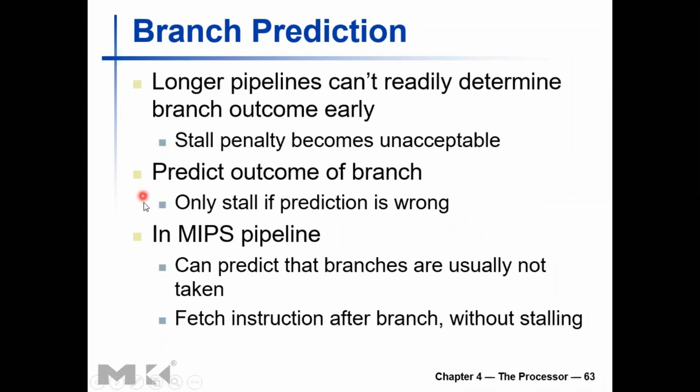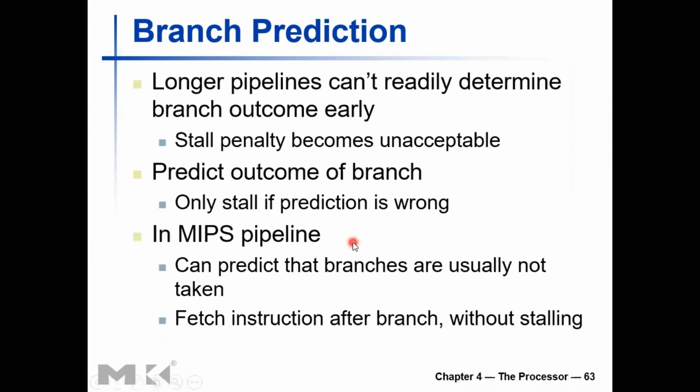One way out of it is to predict the outcome of the branch. You make a prediction, or a guess rather, whether the branch will be taken or not, and go with one case. If your guess was wrong, you have to do the stall. But if your guess is correct, you don't have the stall. So you can have a probabilistic advantage here. We'll have a look at that.